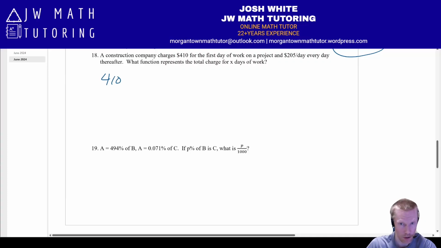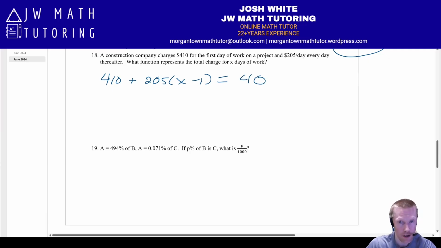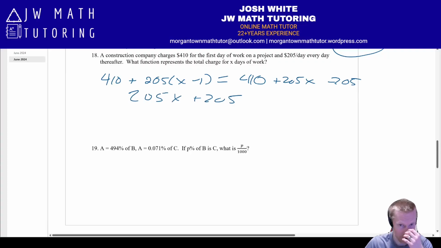$410 for the first day of work plus $205 for every other day. So when you set it up, it has to be x minus 1 because the first day is already counted. The 205 is only multiplied by the number of days after the first day, not counting the first day. So when you do that, you get 410 plus 205x minus 205, and that just simplifies to 205x plus 205. So this is going to be your final answer.